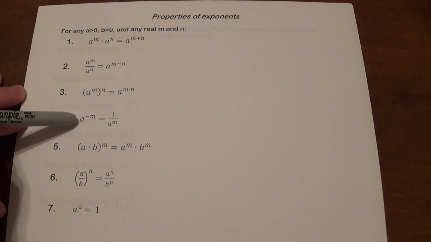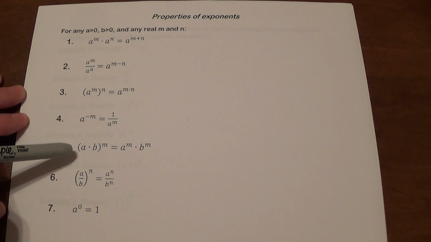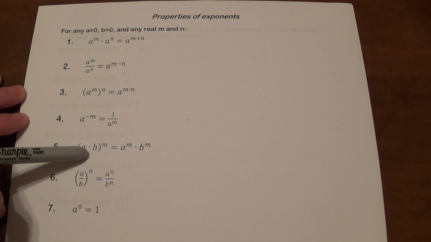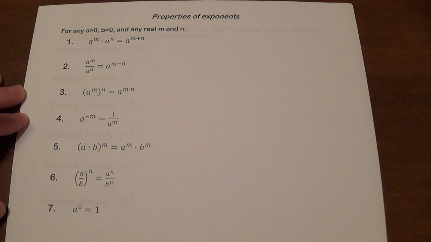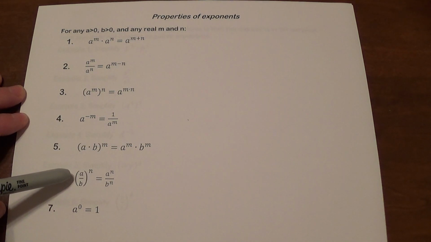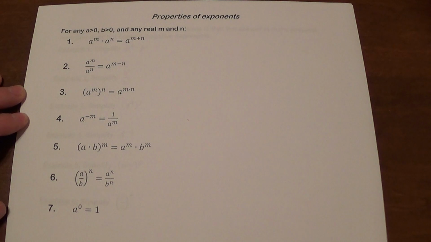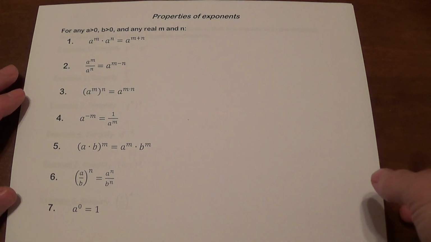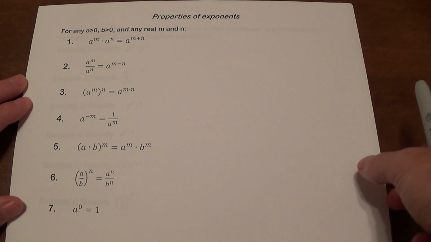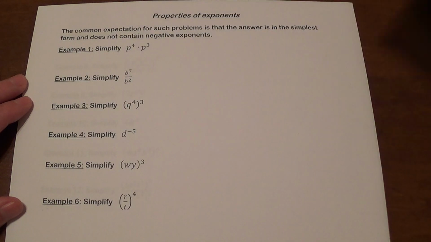If you ever have a negative exponent, that's always going to be reciprocal. If you're trying to raise a product of two quantities to a power, then each one of them is going to be raised to that power. And in a similar way, when you try to raise a quotient to a power, you're going to raise each one of the numerator and the denominator to that power. And finally, any number to the power 0 is going to be 1. So those are the properties, and let's see how they are going to work.